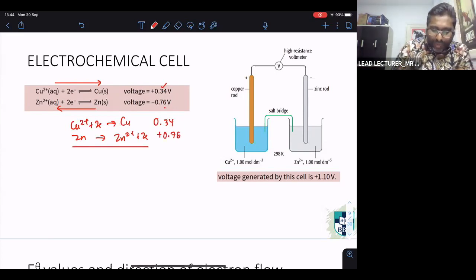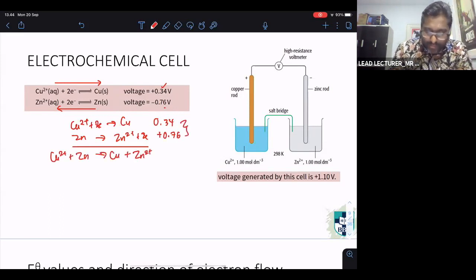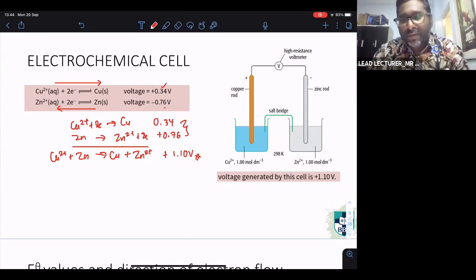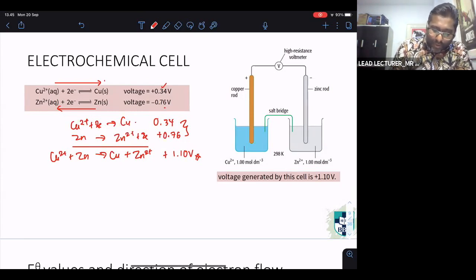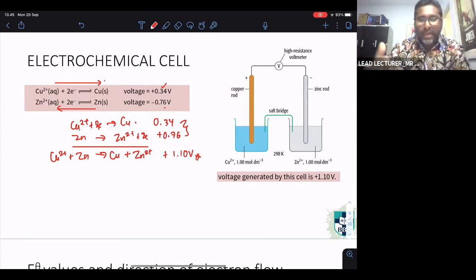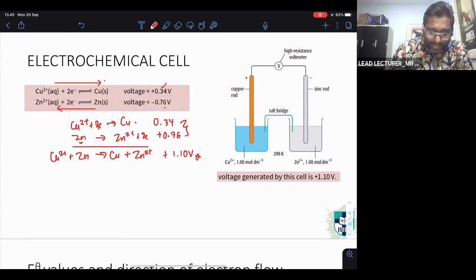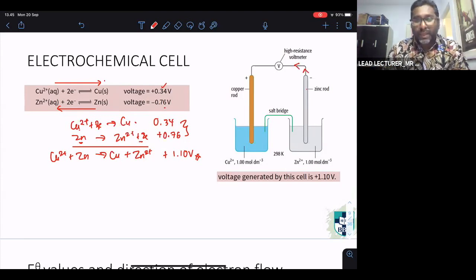I want to combine these two. No need to times, it's 2 electron. Cancel. I will get Cu2 plus zinc to give me copper plus zinc 2 plus. When I add these two, I will get a positive 1.10 volt. Quite simple. From here you can also determine a few things. What are the things that you can determine? You can find out which one will lose electron. You can see the one going to the right, copper 2 plus, is receiving electron. Zinc is the one that is losing electron. So zinc losing electron goes from the zinc terminal and enters the copper rod.